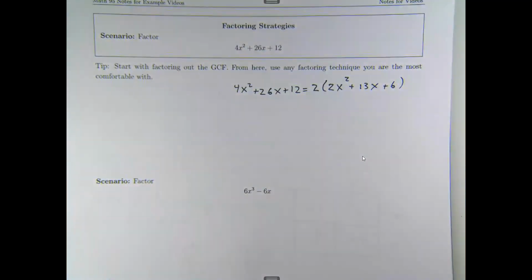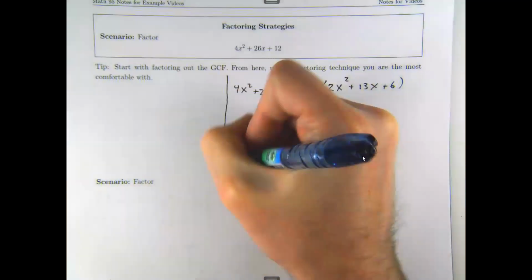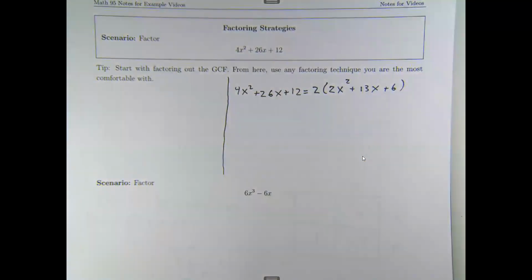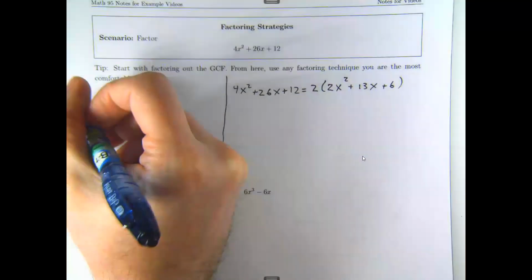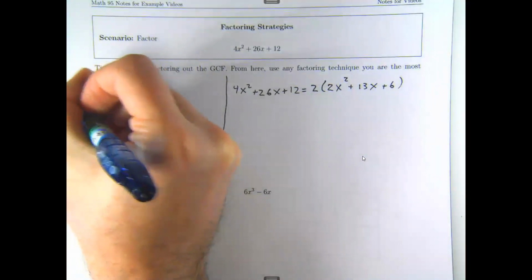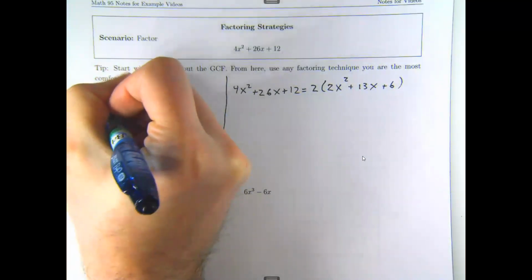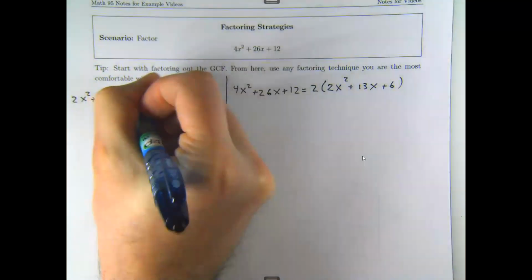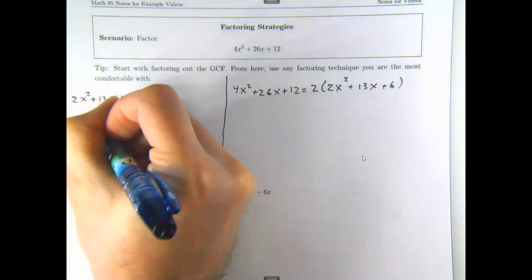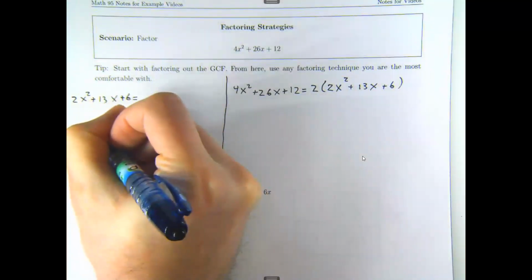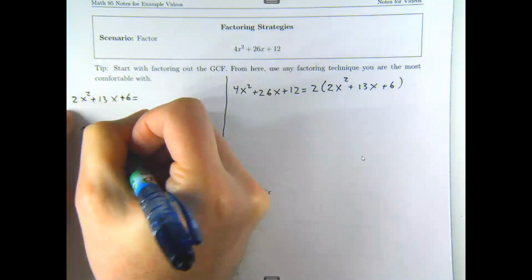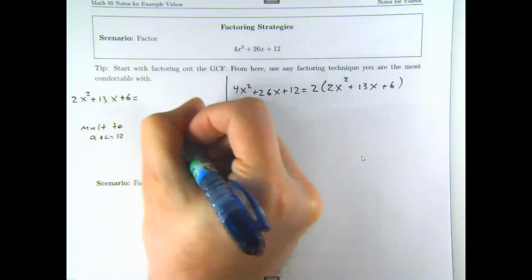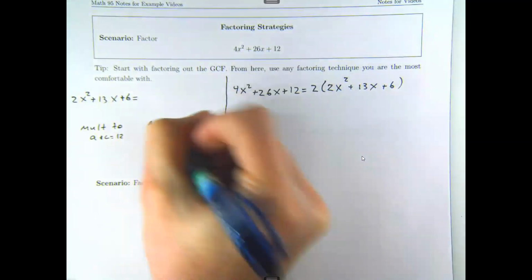Now, if I'm trying to factor 2x squared plus 13x plus 6, you can use the AC method, or you can use something like a box method. I'm going to do the AC method here. So I've got 2x squared plus 13x plus 6. I'm going to list everything that multiplies to my A times C. 2 times 6 is 12. And I want them to add to that middle term of 13.